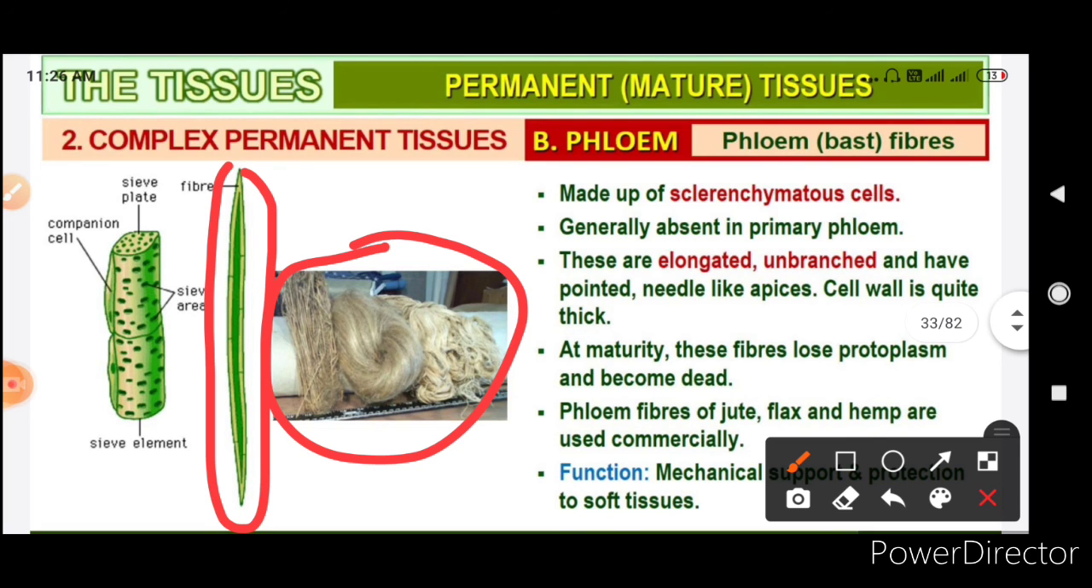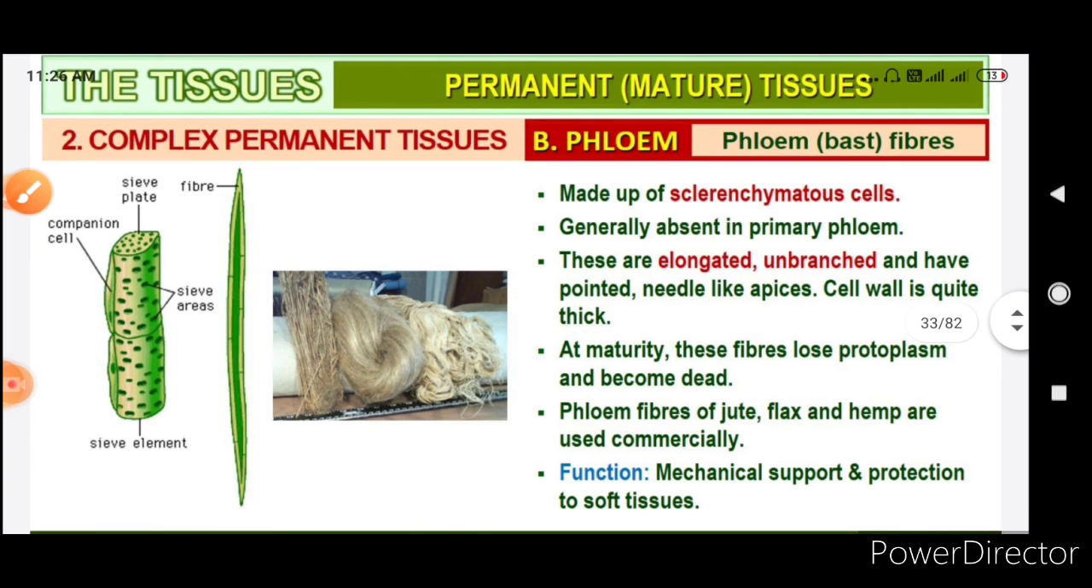So once again, the phloem fibers are made up of sclerenchymatous cells, generally absent in primary phloem. These are elongated, unbranched, and have pointed needle-like apices. The cell wall is quite thick because of the deposition of many thickening materials. At maturity, these fibers lose protoplasm and become dead. Phloem fibers of jute, flax, and hemp are used commercially, and their function is mechanical support and protection of soft tissues.